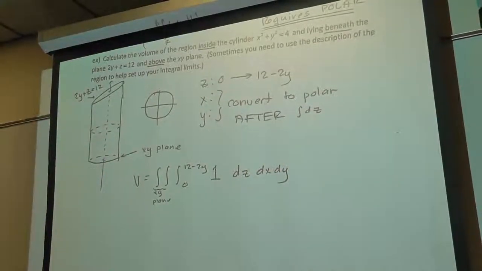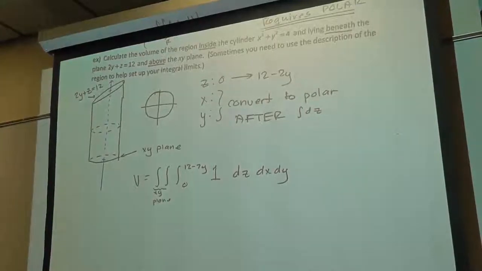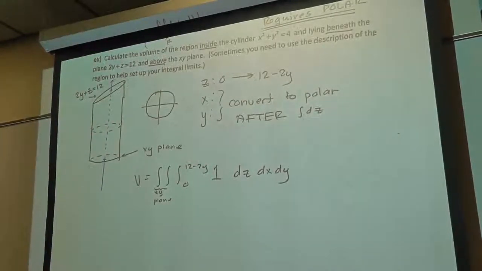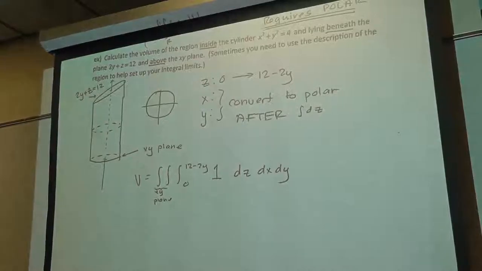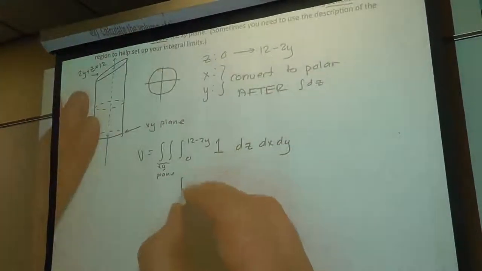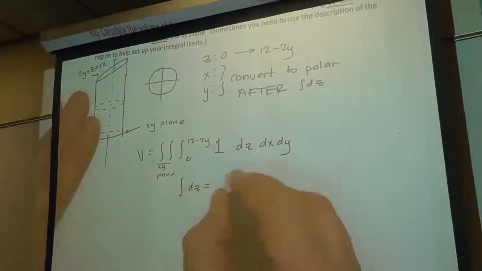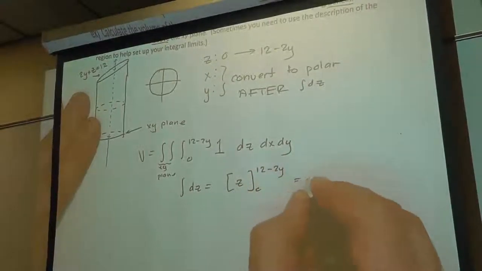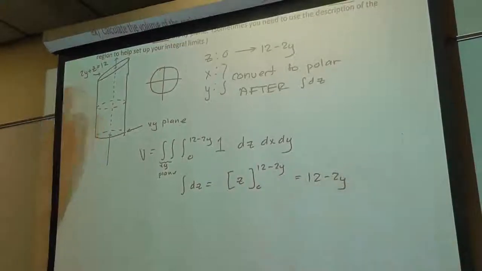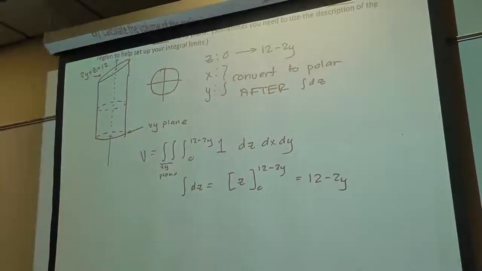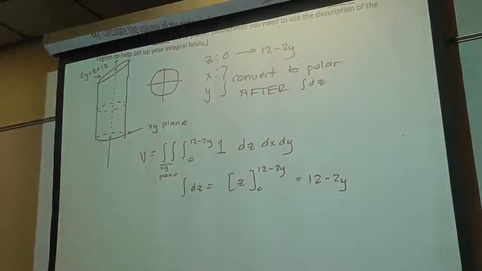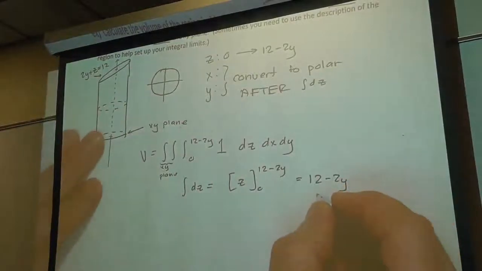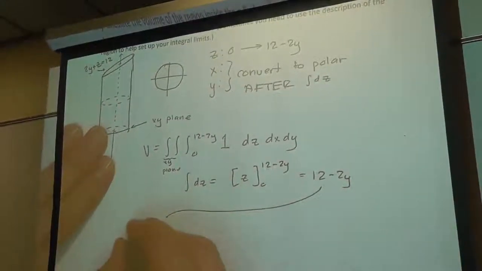Right? Was there a question? All right. So then if I integrate z first, that's just going to be z, and the only thing to plug in there is 12 minus 2y. So yeah, we kind of turn it into a volume problem for double integrals. Because now look what happens when you're at the double integral stage.